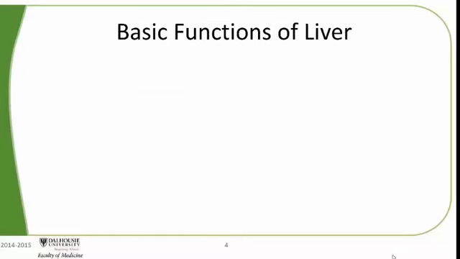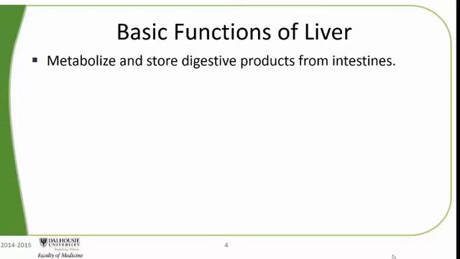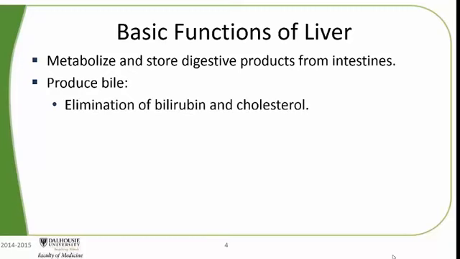The liver is a highly complex organ with many functions. One of them is to metabolize and store digestive products from the intestines. Another is to produce bile. What is the purpose of bile? It is a route for the body to eliminate bilirubin and cholesterol, and it helps digest lipids.